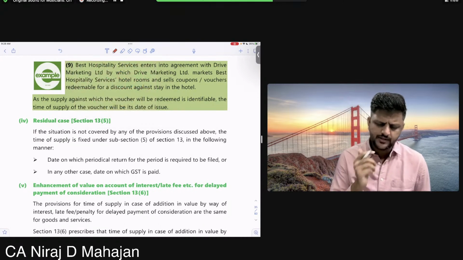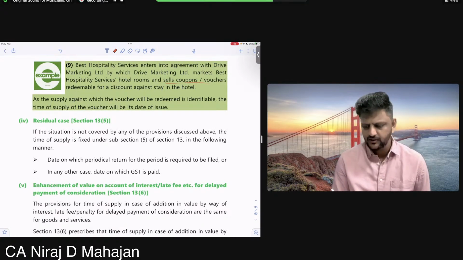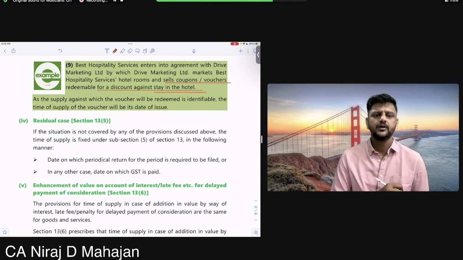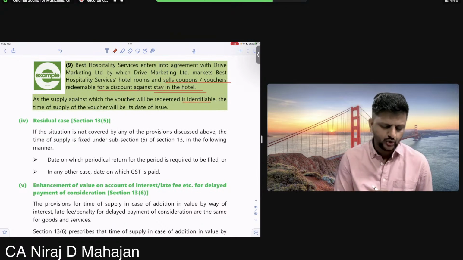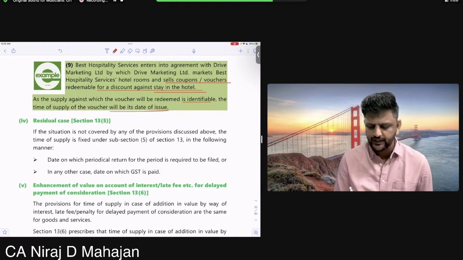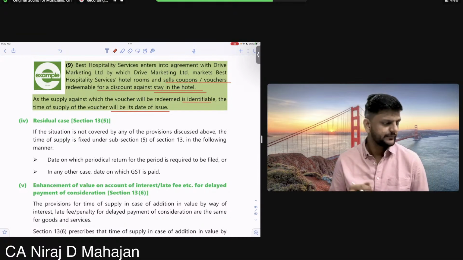Best Hospitality Services enters into an agreement with Drive Marketing Limited, by which Drive Marketing Limited markets Best Hospitality's hotel rooms and sells coupons, vouchers, redeemable for a discount against the stay in the hotel. So this is quite clear that the voucher is for what purpose. So as the supply against the voucher is identifiable, the date of issue of the voucher will be the time of supply. Fine till here?